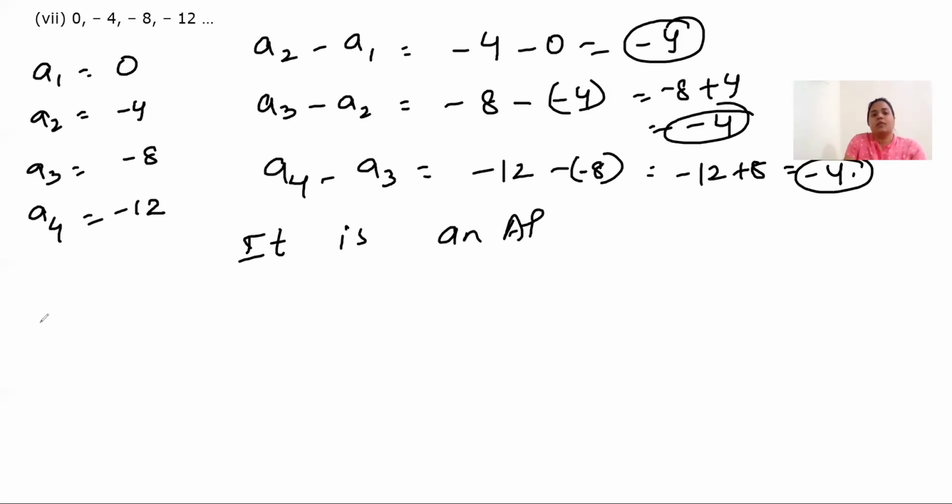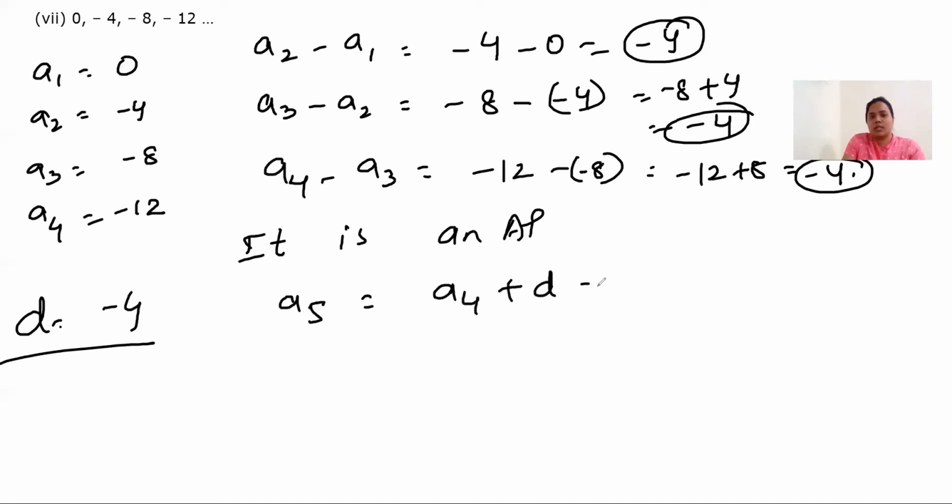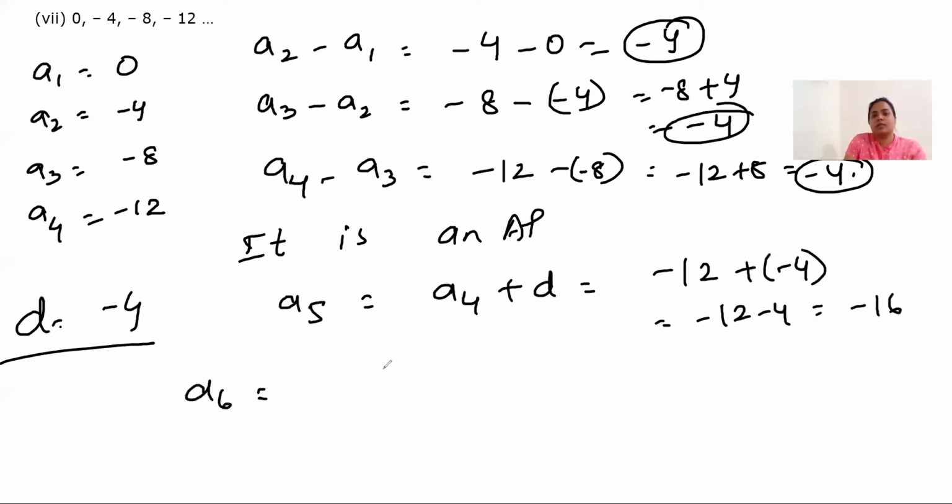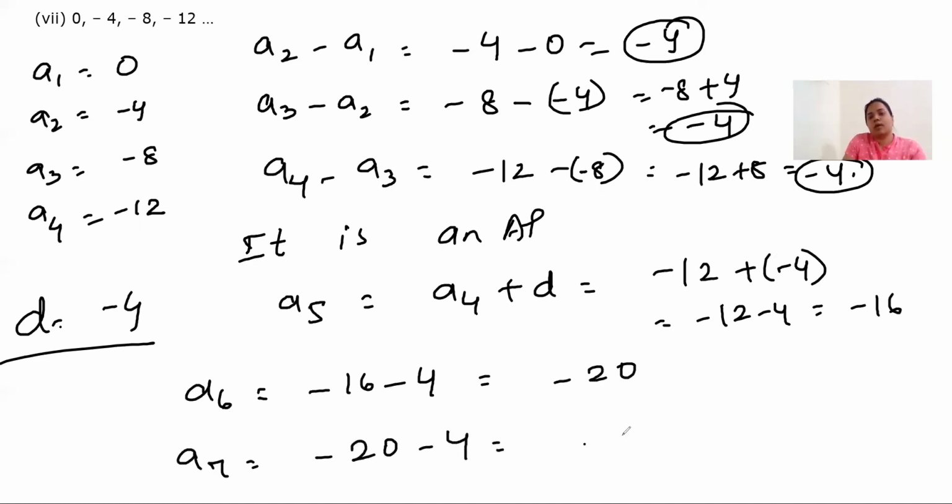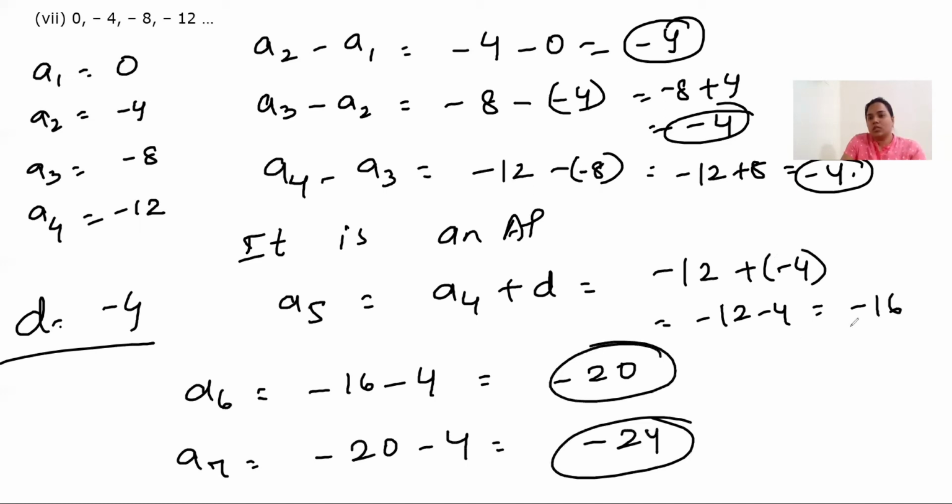If it is an AP, we will write D, that is minus 4. Fine, let's find the other three terms. A5 is A4 plus D, minus 12 plus minus 4, minus 12 minus 4, that is minus 16. A6 is minus 16 minus 4, minus 20. A7 is minus 20 minus 4, minus 24. So these are the next three terms.